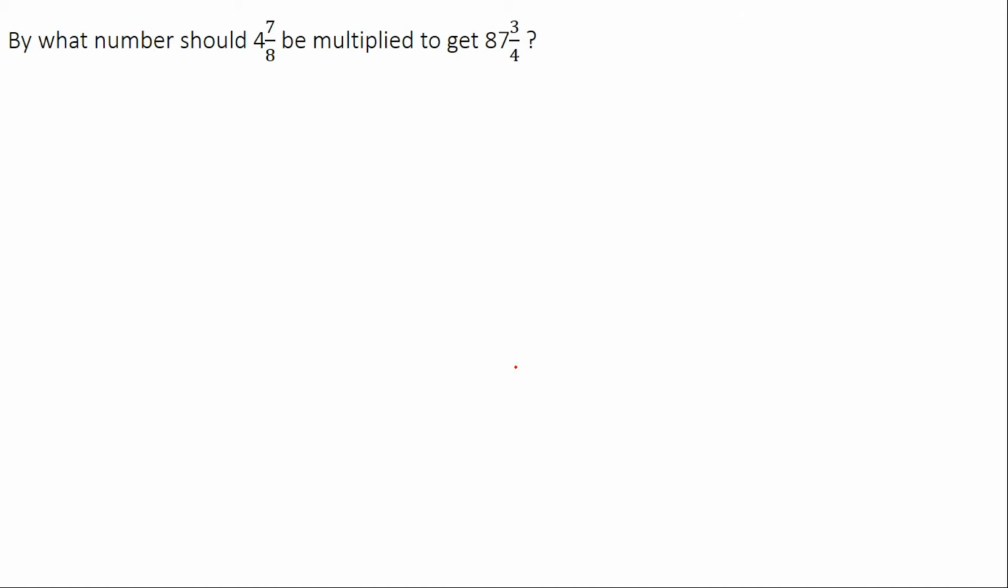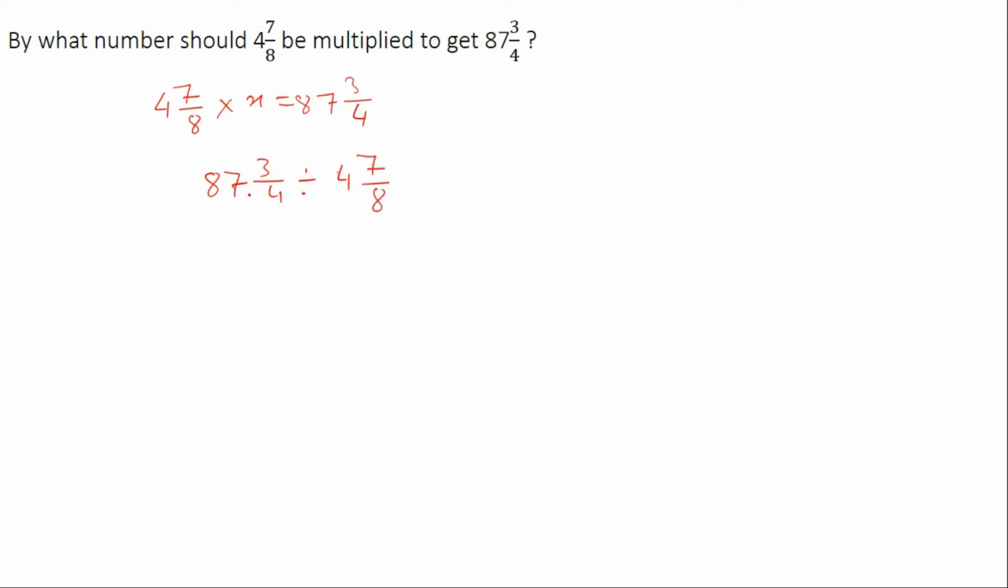Next question is, by what number should we multiply 4 whole 7 by 8 to get 87 whole 3 by 4? That means what number we will multiply to 4 whole 7 by 8 equals 87 3 by 4. This is our equation. That means we have to divide 87 3 by 4 divided by 4 whole 7 by 8.